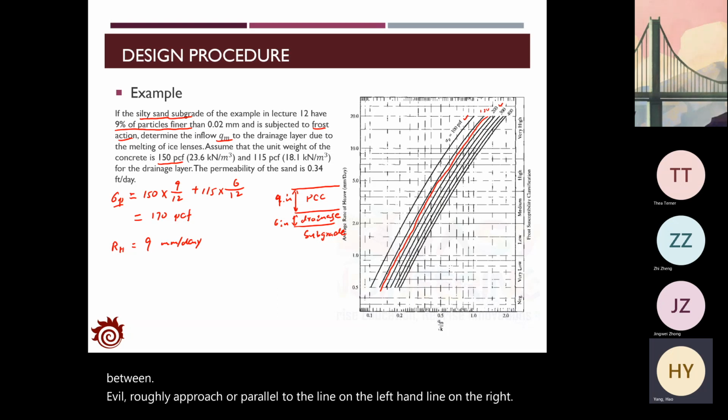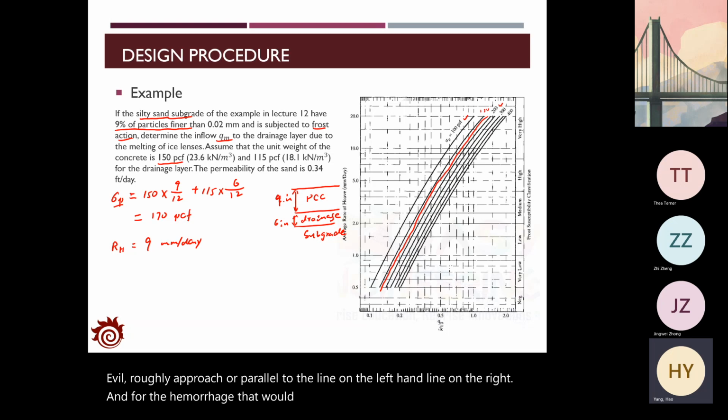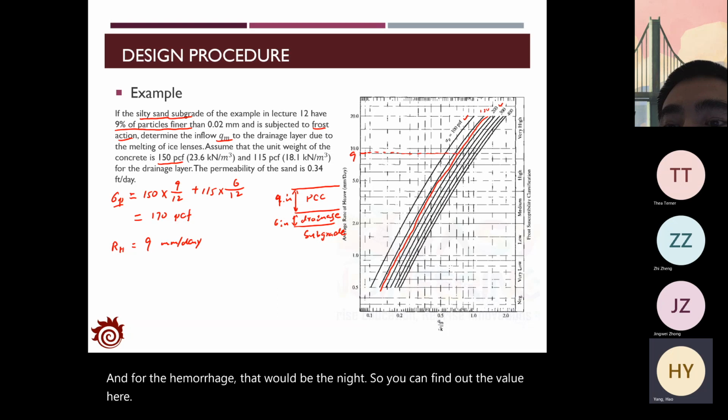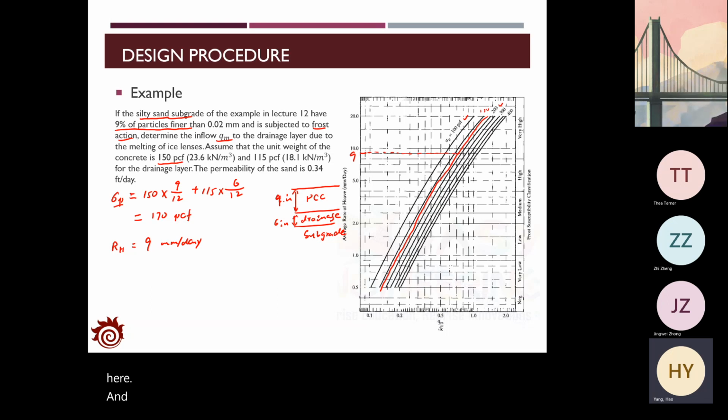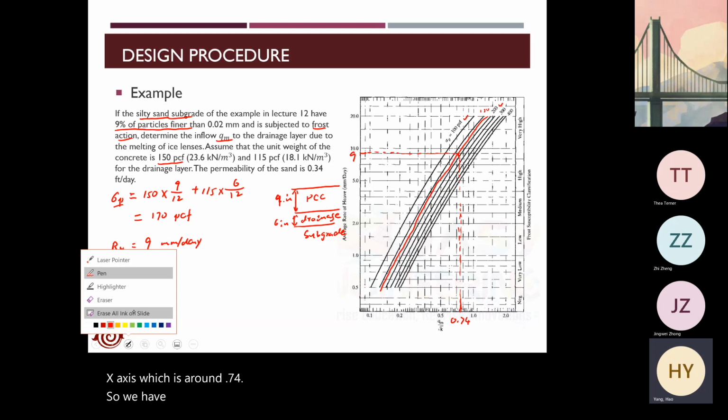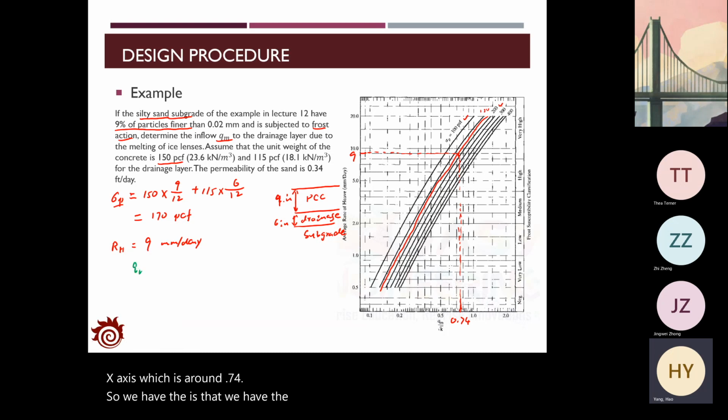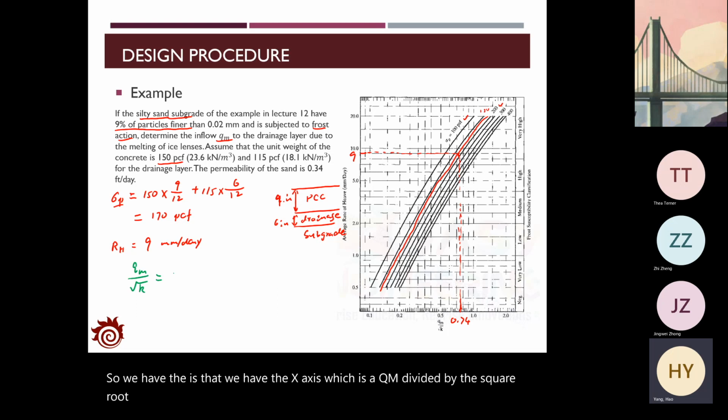And for the heave rate, that would be the 9. So you can find the value here. And with that, you can then find the value on the x-axis, which is around 0.74. So with that we have the x-axis, which is qm divided by the square root of k, as 0.74. This is from the graph.